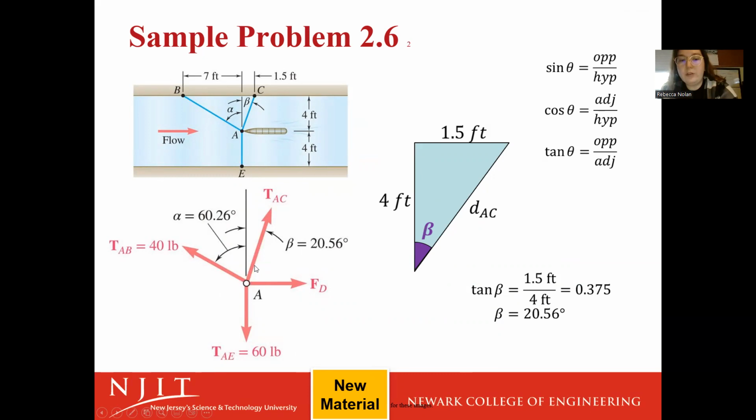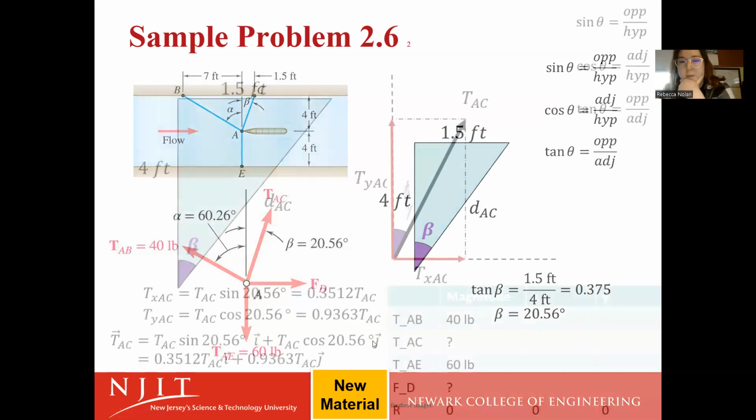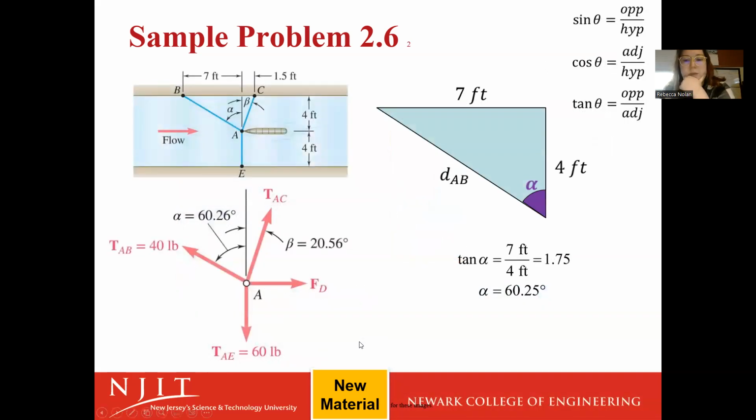Another option would be to just use the angle that's, so like if we wanted to get TAC, we could do 90 minus this 20 to get this angle, and then we could just use our F equals cosine, Y equals sine equations. Does that make sense?